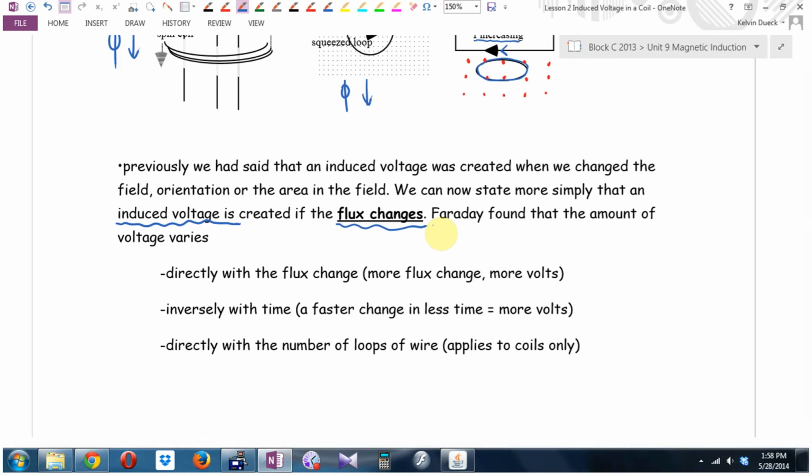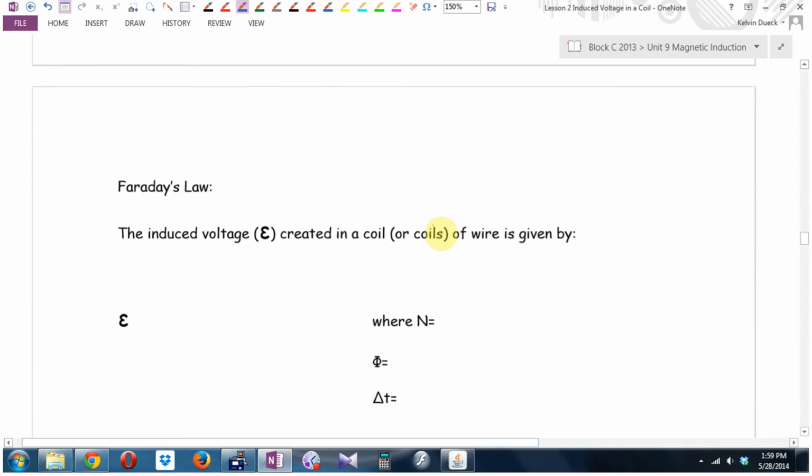In fact, Faraday did a bunch of experiments, and he found that if I want to double the voltage, have 2 coils of wire. If I want to 100 times the voltage, have 100 coils of wire. He found that the voltage varied directly with the number of loops of wire. That's the bottom one. He also found it varied directly with the change in flux. The faster he changed the flux, the more he changed the flux, the bigger the voltage. He found it varied inversely with time. A faster change led to more volts. He found Faraday's law.